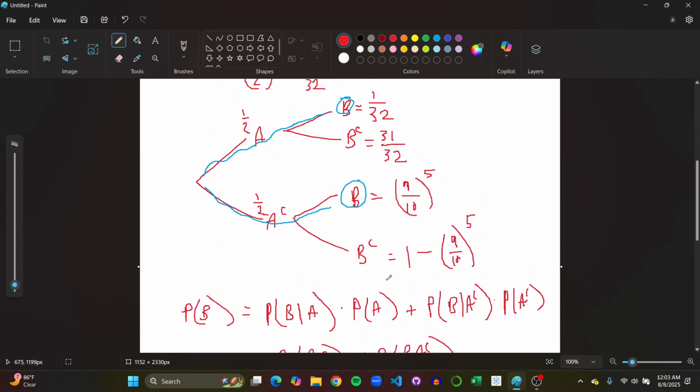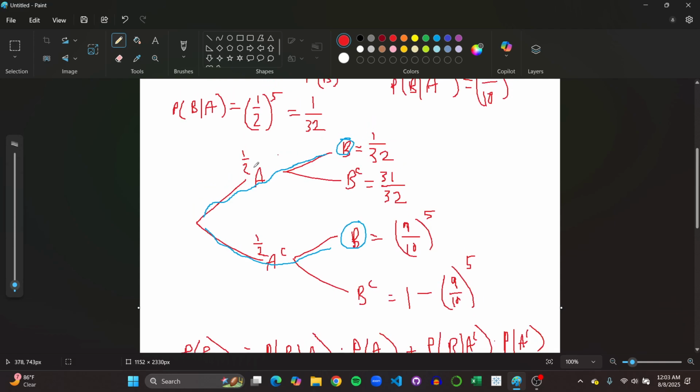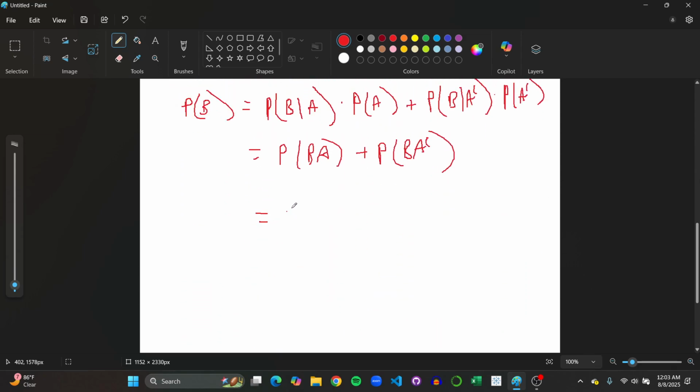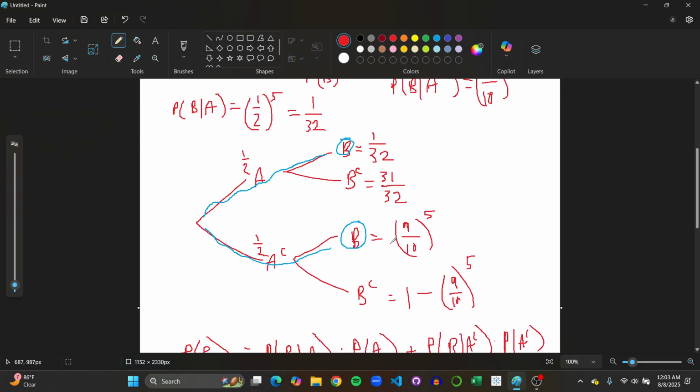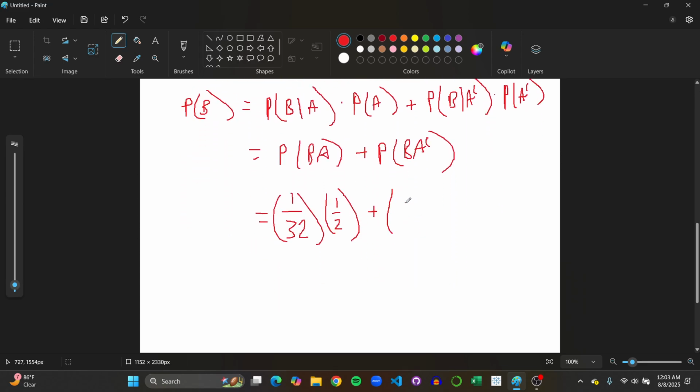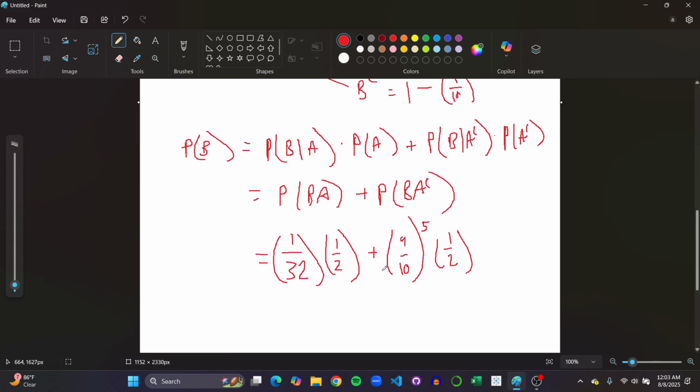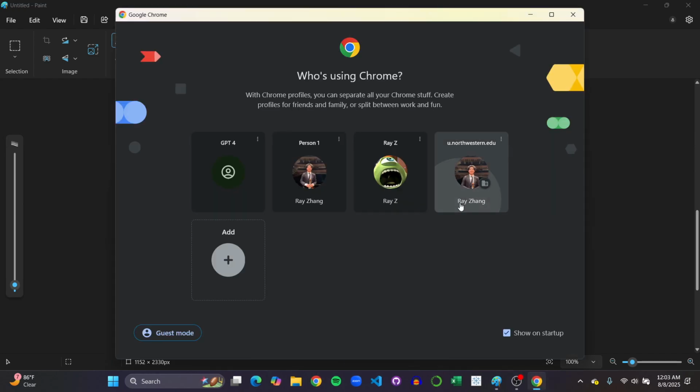Now, we can get these by multiplying B given A with A. So we are going to get 1 over 32 times 1/2. And we're also going to get this fancy number also times 1/2. Cool. And just open Desmos and see what's up.